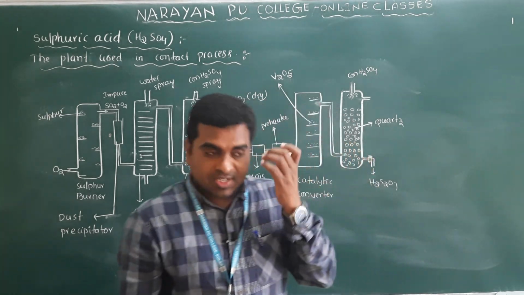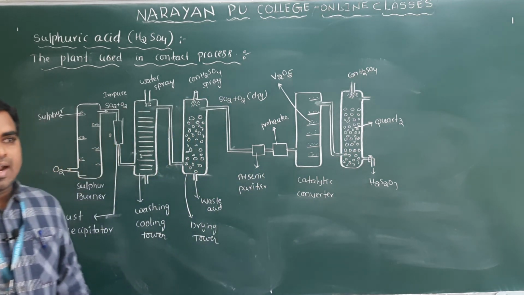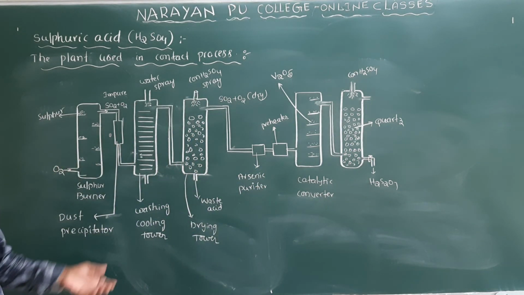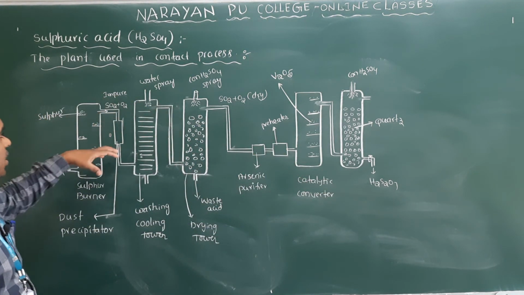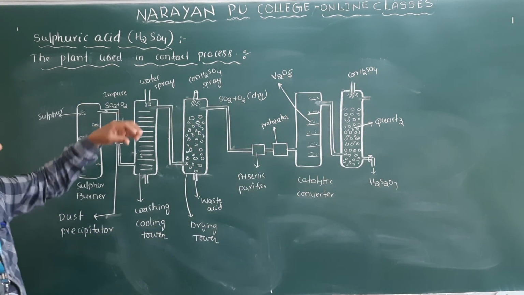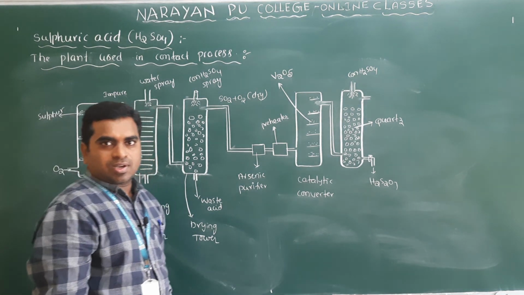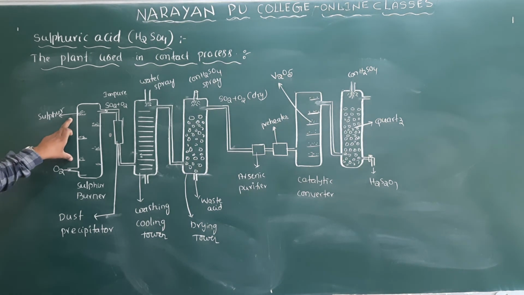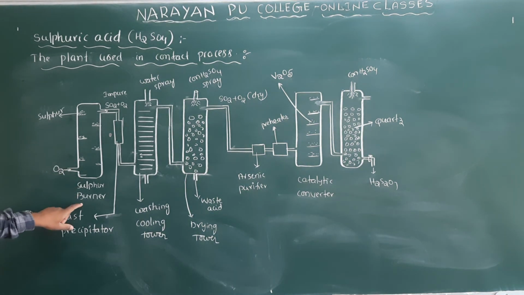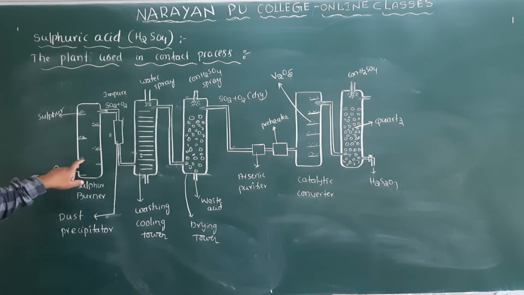So we have just discussed the contact process. Clear? So how will we prepare H2SO4 by using the contact process? This is the plant used in the contact process. First of all, this is a sulfur burner tower. We will take sulfur, pass oxygen from here, and heat it.